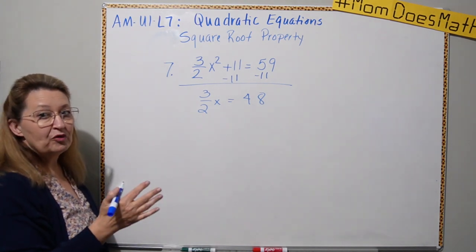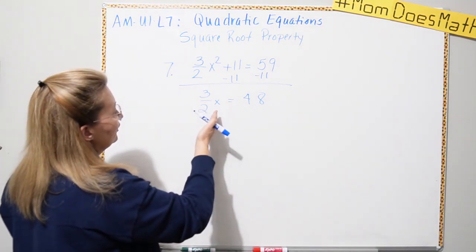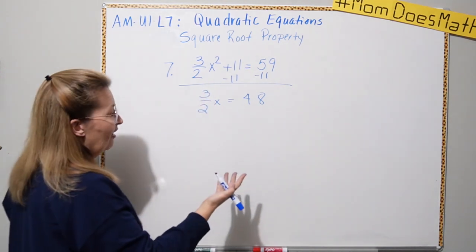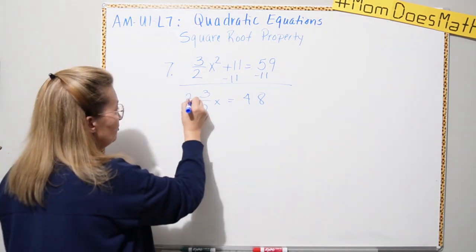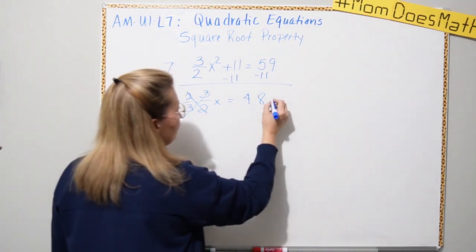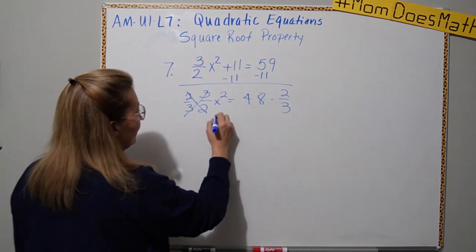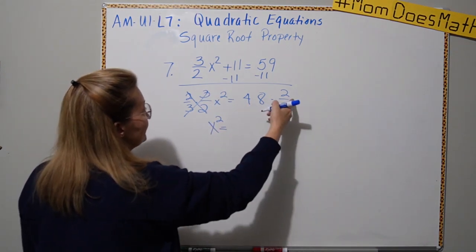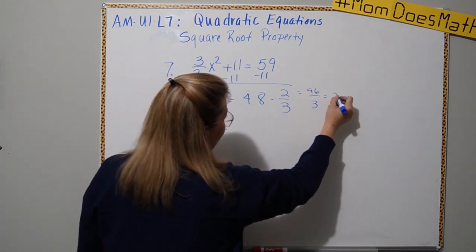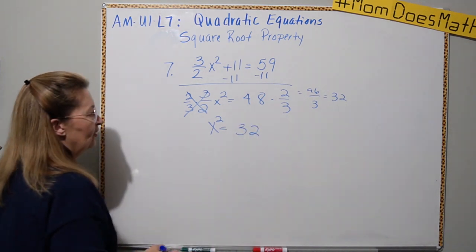Quickest way to do it is multiply by the reciprocal, actually. In essence, since this is divided by 2 and multiplied by 3, you've got to do the opposite, which means if you multiply this by 2/3, what happens? Whatever you do over here, you've got to do over here. That was an x squared. So now I have x squared equals 48 times 2 is 96, and then 96 divided by 3 is 32. So x squared is equal to 32.